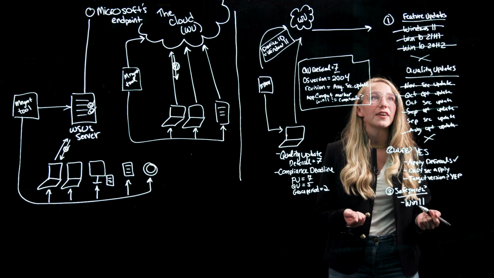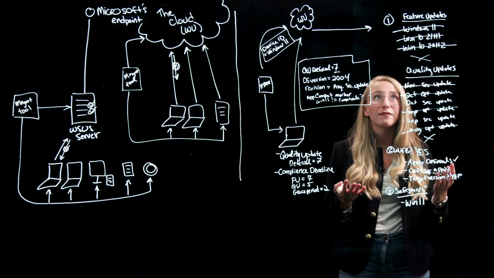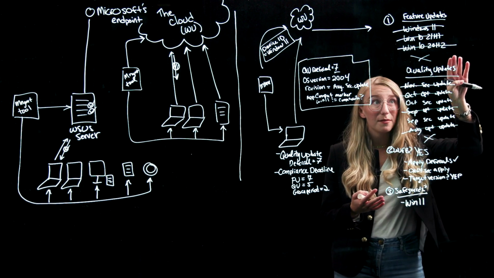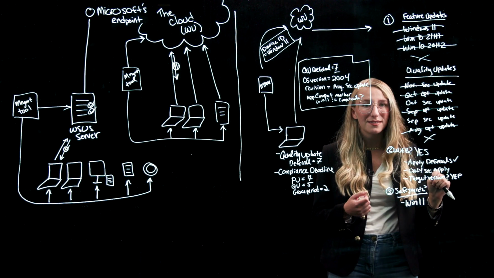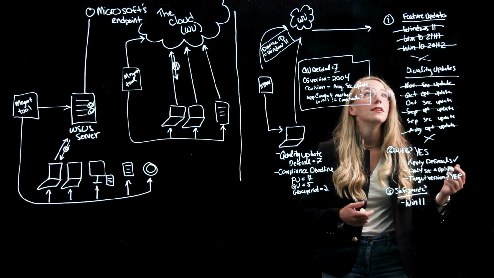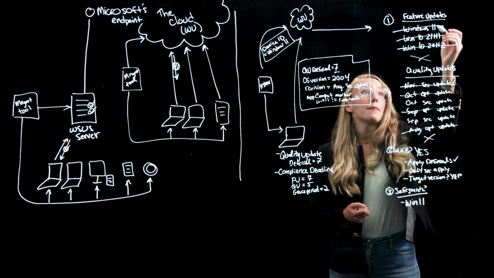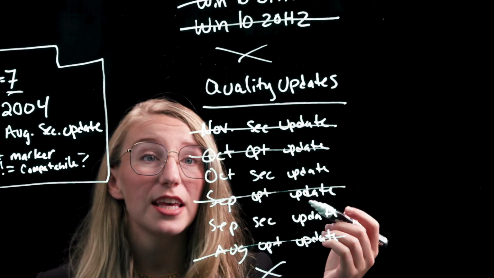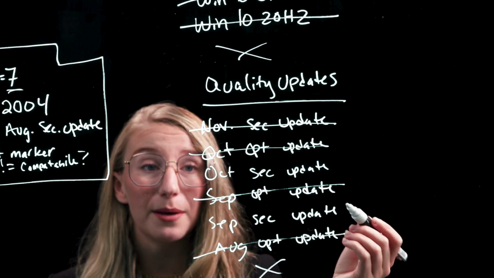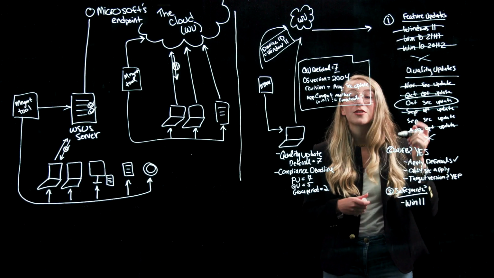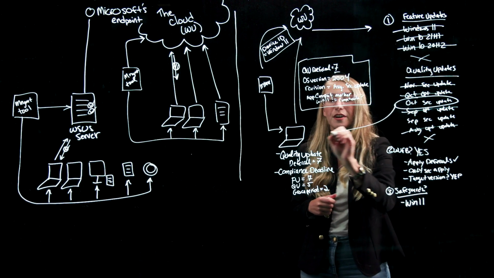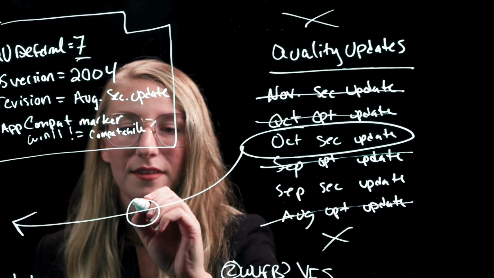And it's going to offer that to the device. Now, from the server's point of view, feature updates are always going to be higher than quality updates. And the more recently the update was released, the higher that update's going to be. In this case, that means there are no feature updates available, and the highest quality update that's applicable to the device is the October security update. So we're going to have the October security update offered from the server to the device.